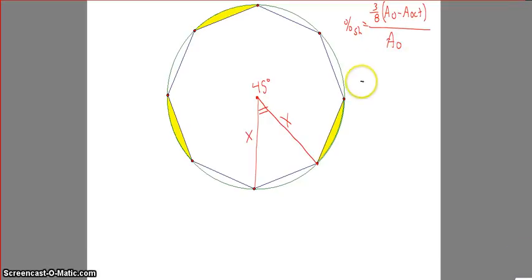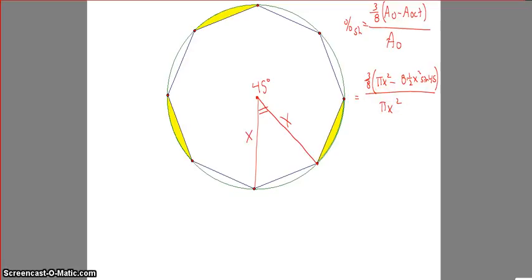So as we start calculating that, 3/8 area of the circle, that's pi times x squared, minus the area of the octagon. Well, if we can find the area of this one triangle and multiply it by 8, that gives us the entire area of the octagon. So then we have 8 times 1/2 x squared sine of 45, using the side angle side formula, and that's all over pi x squared.